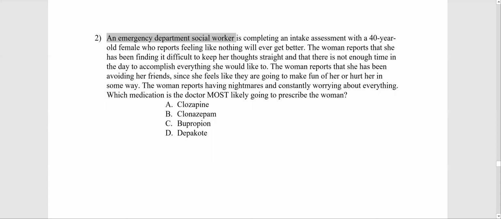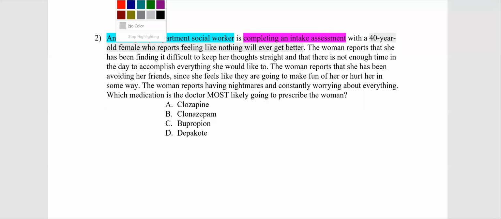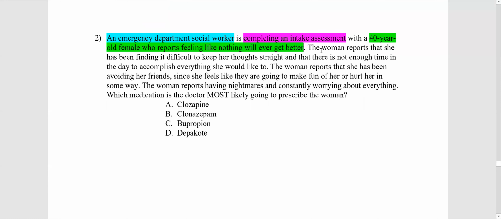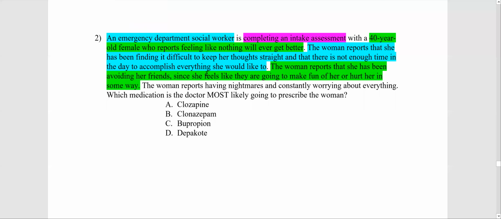We're an emergency department social worker, completing an intake assessment, first time meeting a 40-year-old female, who reports feeling like nothing will ever get better. So feelings of hopelessness. The woman reports that she finds it difficult to keep her thoughts straight and there's not enough time in the day to accomplish things she would like to. So flight of ideas. The woman reports she has been avoiding her friends since she feels like they're going to make fun of her or hurt her in some way. So anxious thoughts of social scrutiny. And she has nightmares and constant worry about everything.